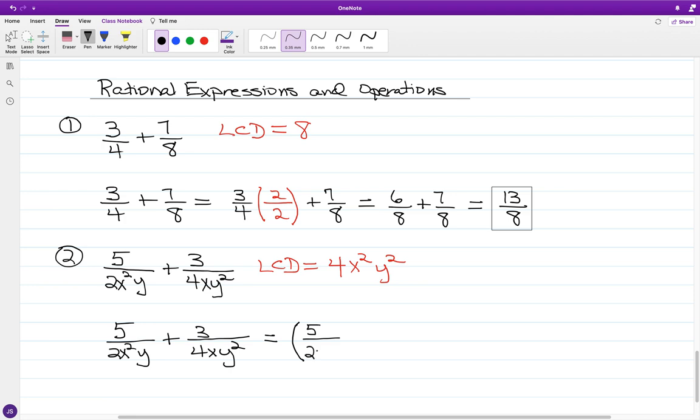Okay, so I have 5 over 2x squared y. Looking at 2x squared y with respect to the least common denominator, 2 will go into 4 2 times. You already have x squared into itself is 1. Then we have y into y squared, which still leaves a degree in y.